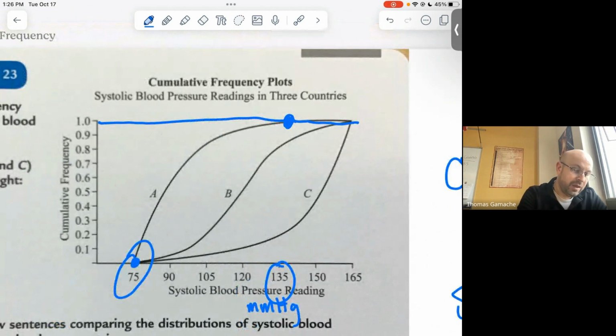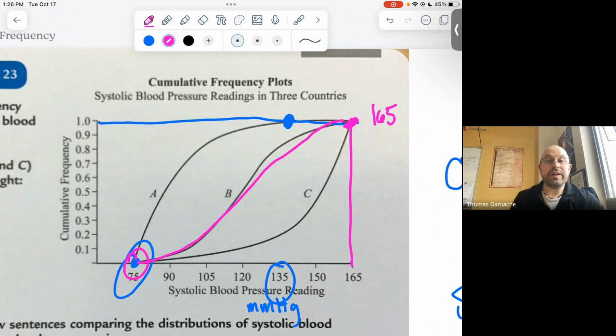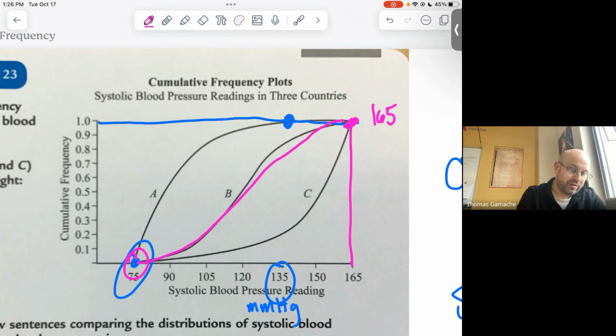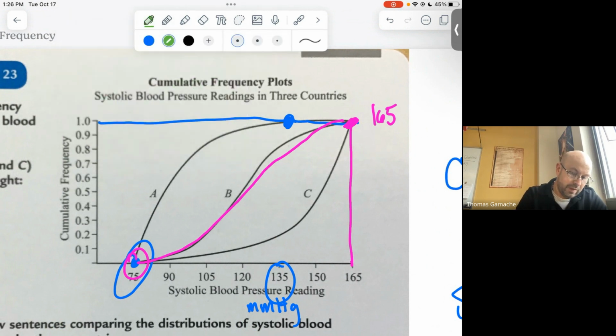Now, if I look at B, I'll do it in a different color here. We're starting at 75, and you'll notice B keeps going. We don't really have a flat line here. It ends right around here, about 165. So we notice that we already have a greater range with B. Now, if we look at C, you're going to notice it's the same thing. It starts at the same point, starts at 75. And it ends right here at 165.